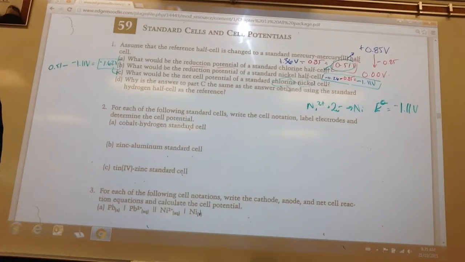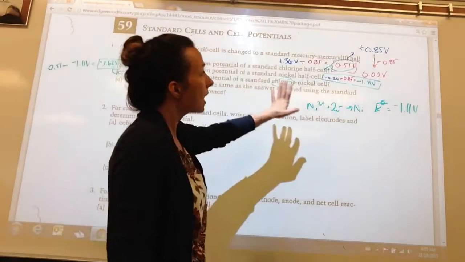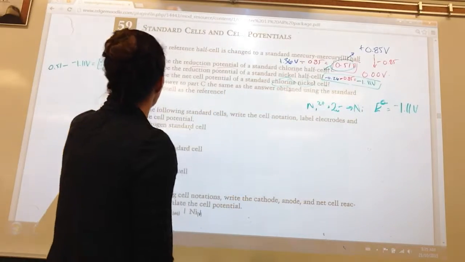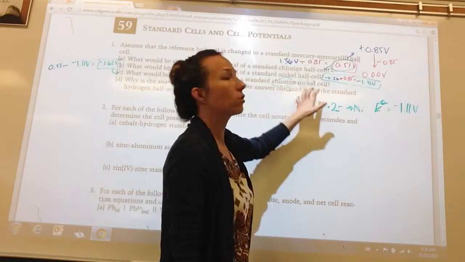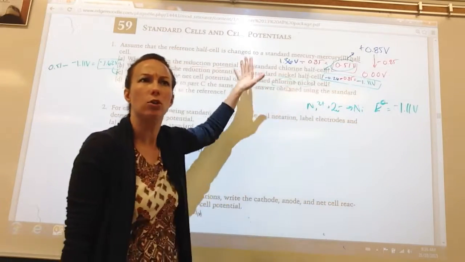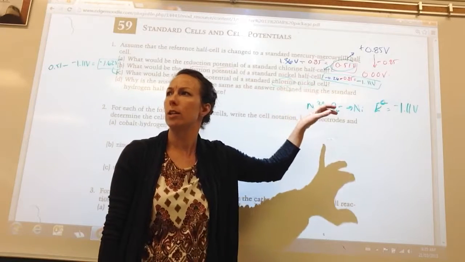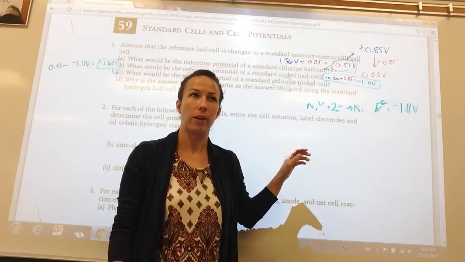Except for, what if the question didn't give you A and B? It just said, assume that the reference half cell has changed to the standard mercury 2 half cell. C. What would be the net cell potential of a standard chlorine nickel cell? And you're going, oh man, I gotta do all this work. I gotta do A, and then I gotta do B, and then I gotta do C. All for just one multiple choice question. Right? That's what you're thinking?